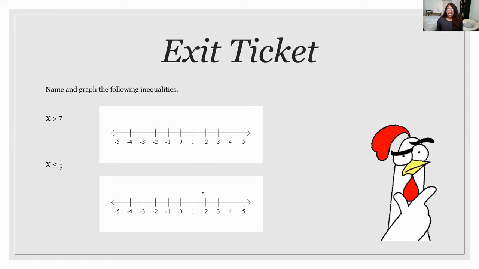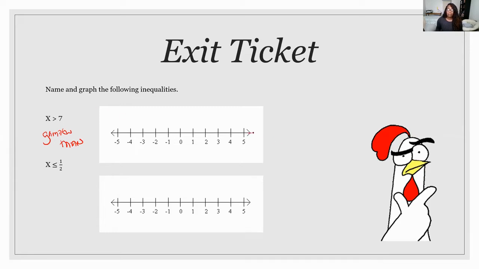Looking at our exit ticket from last time, remember the chicken? We had to name and graph the following inequalities: x is greater than 7, and x is less than or equal to 1/2. We already named the first one because our symbol is pointing to the lowest number, so this is greater than. That means it should have an open circle, because we're not including 7. We're looking at all the numbers that are greater than 7.